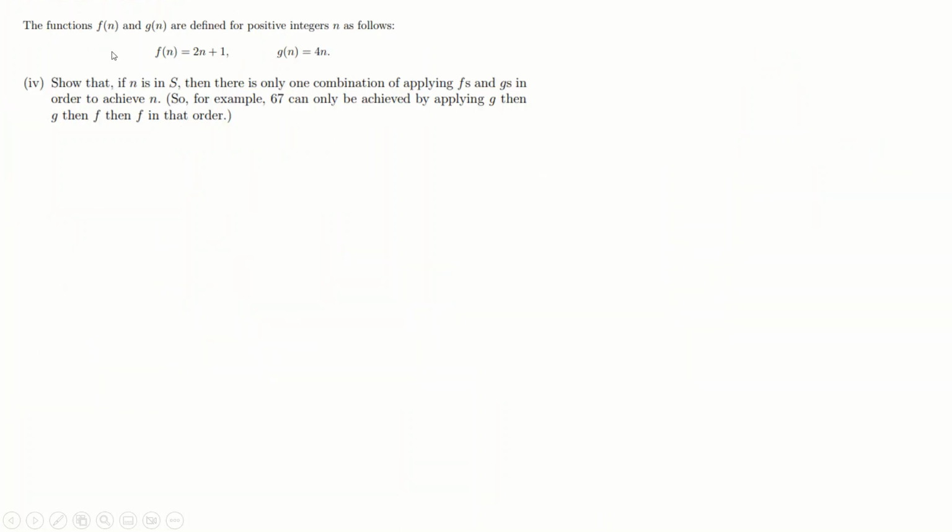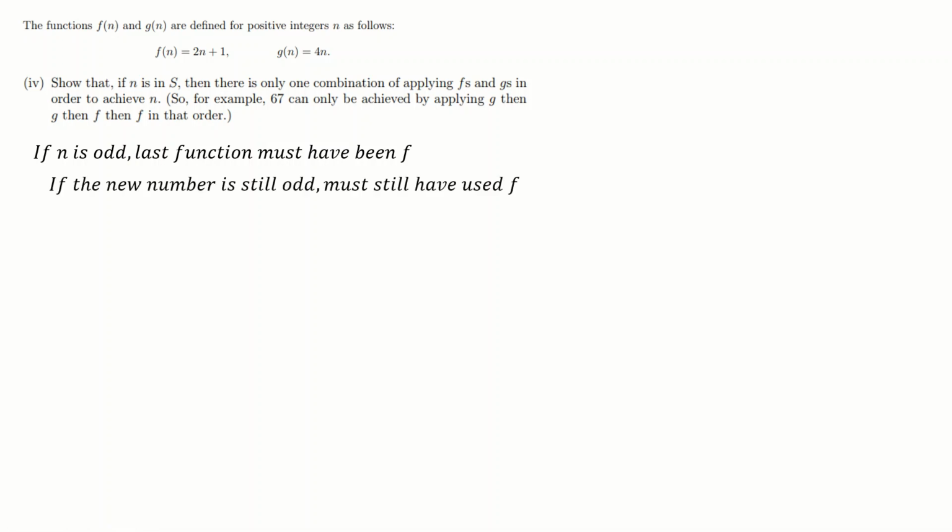Anyway, the functions f and g, yeah, sure, show that if n is in S, there is only one combination that would do that. Again, there's a couple of ways of thinking about this. There's one way of thinking about it in binary, and there's one that's not. What you can say is, if n is odd, if the number you're looking at is odd, you must have applied f as the last thing that you did. And if that thing is still odd, you must have used f before that. And if that thing is even, you must have used g, or a multiple of 4 more accurately.